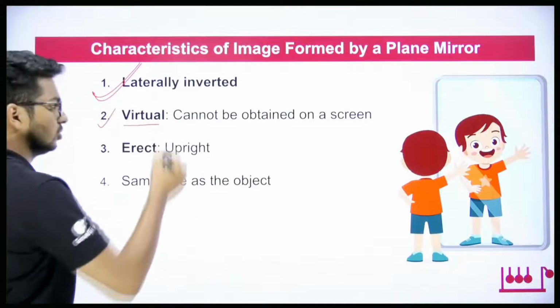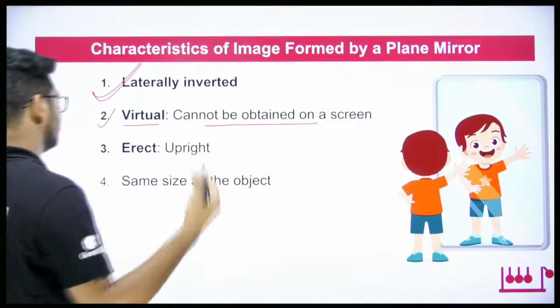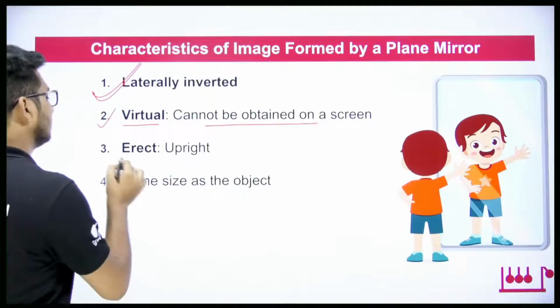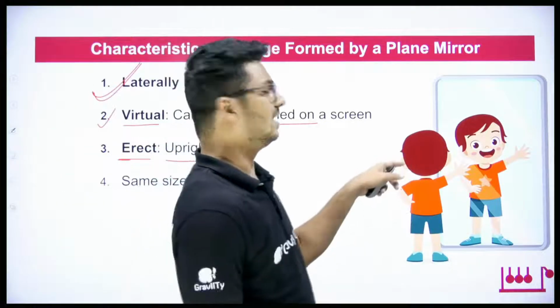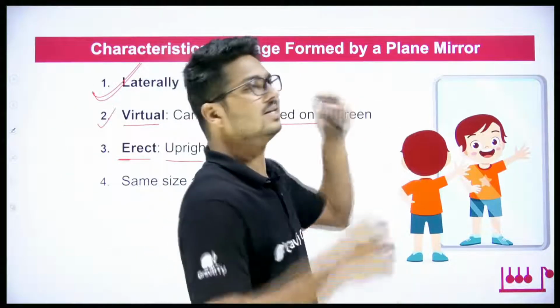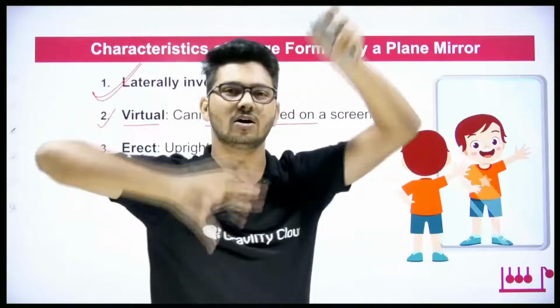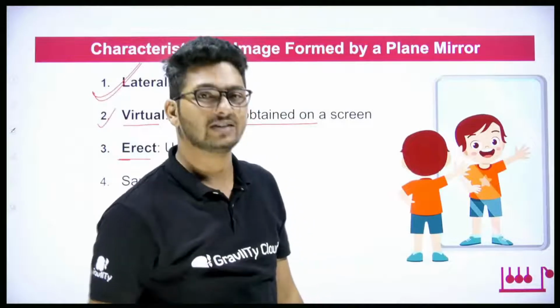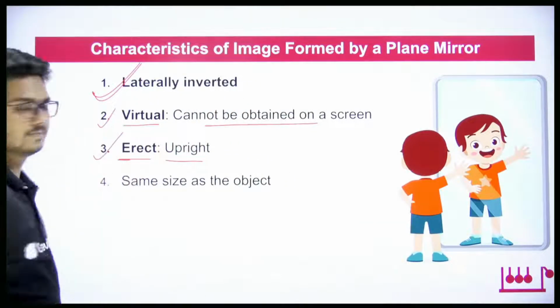Second, the image is virtual. We understood it cannot be obtained on a screen. The rays do not actually meet. Now it is erect or upright. What does it mean? See here, the head is up. The head of the boy is upwards. The head of the image is also up. It is not upside down. Right? So it is not inverted. It is erect. It is upright.